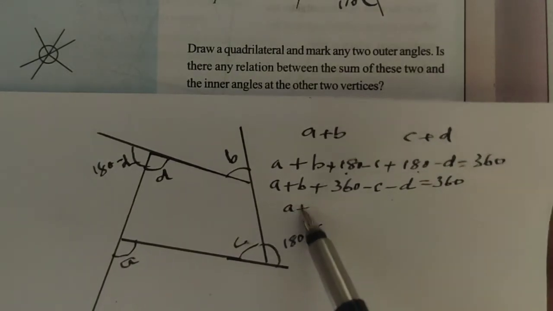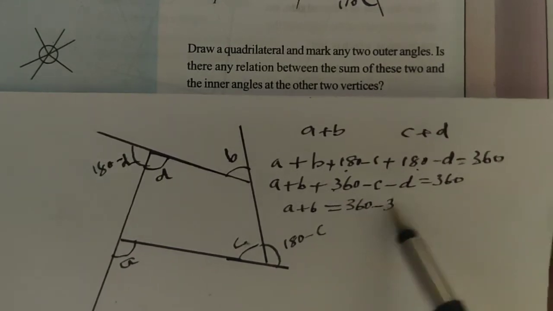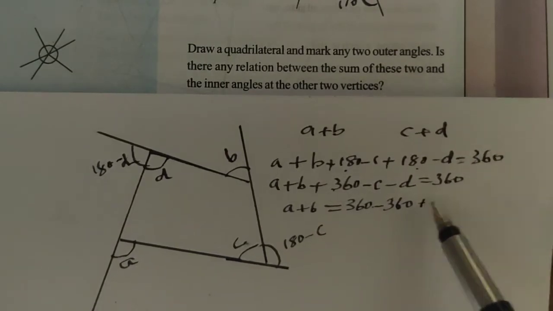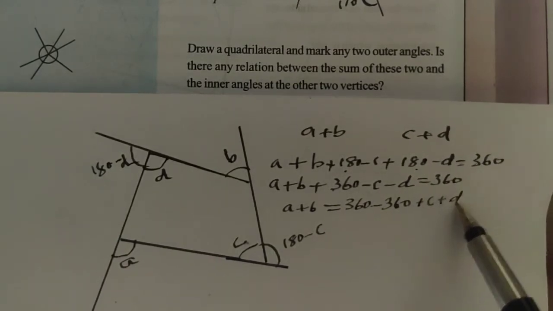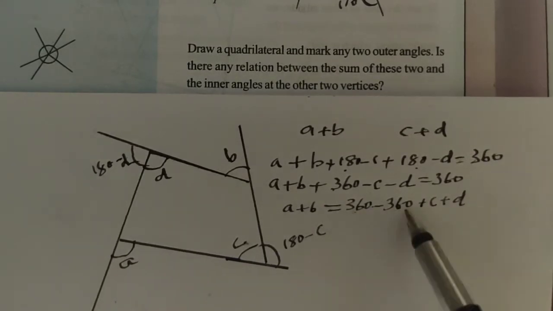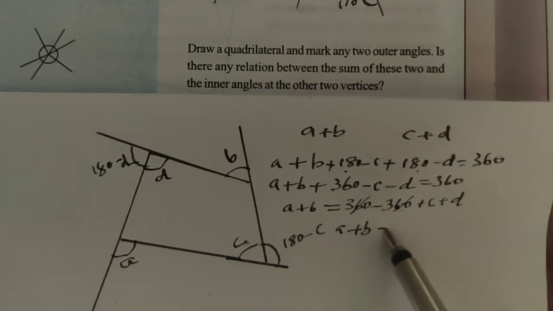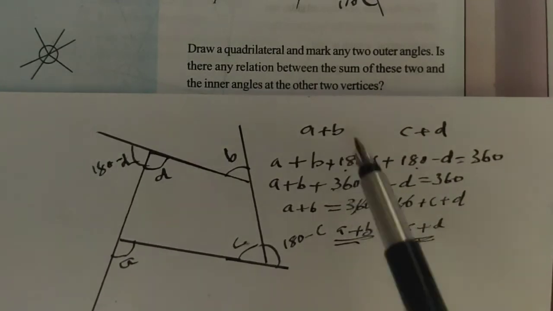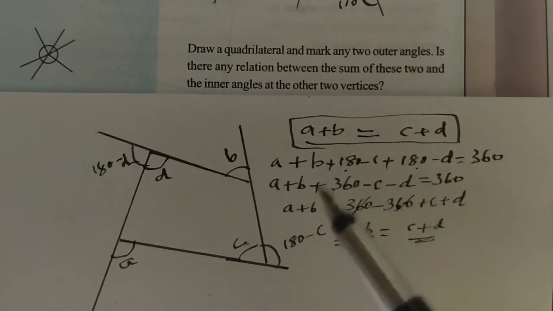Then you can find A plus B here and transfer all these terms to the next side. Here 360, the reverse operation is minus 360. Here subtraction of C makes the reverse operation plus C. Subtract D makes the reverse operation plus D. Then what happened? 360 minus 360 cancels, that is 0. Finally you get A plus B equal to C plus D. That is the relation between A plus B and C plus D: they are both equal.